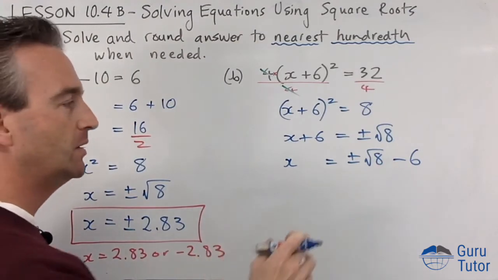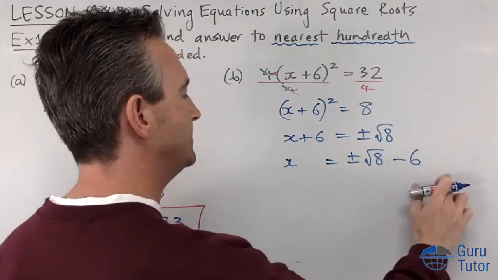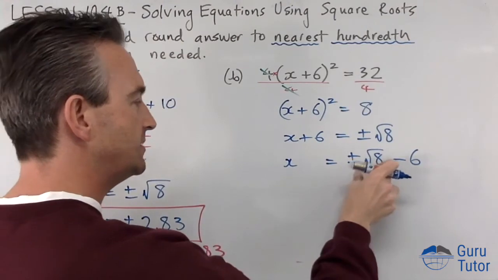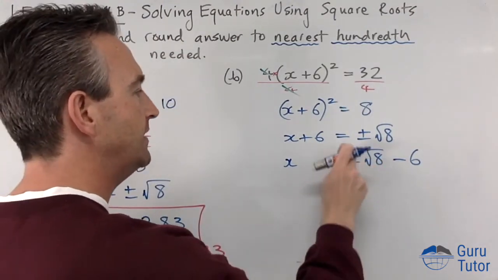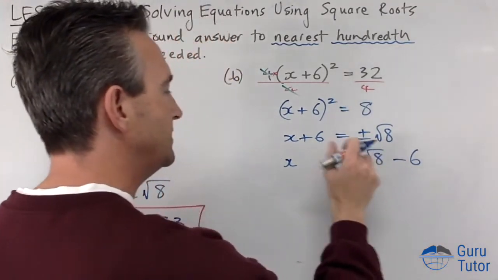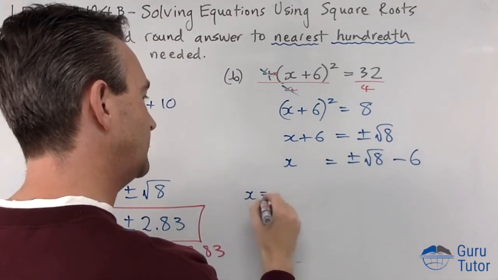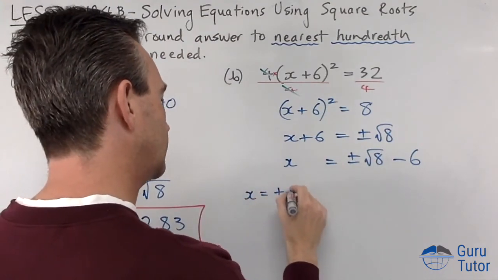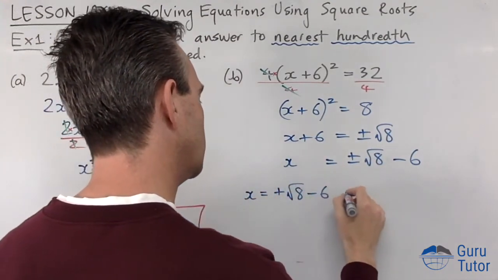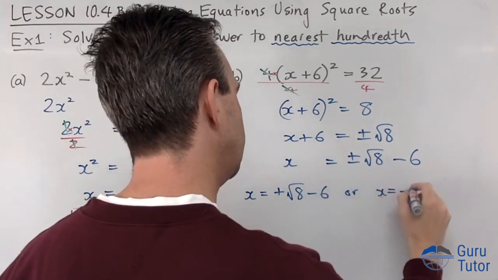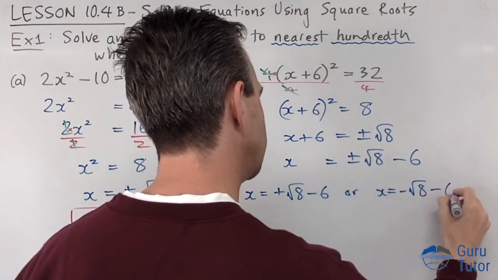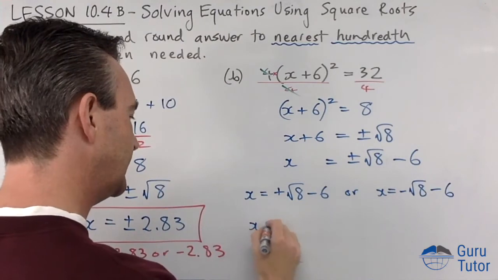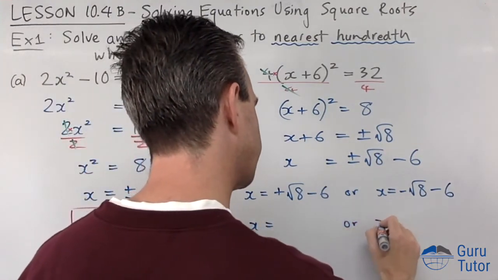And now what we do is we need our 2 separate answers, but we can't do it in one step. We've got to split these up into 2 separate answers. So what I'm going to do is write one over here with a plus here, and then I'm going to write another one over here with a minus here. So my 2 solutions are going to be x equals positive radical 8 minus 6, or x equals negative radical 8 minus 6. Okay, and we're going to use the calculator to get these two.